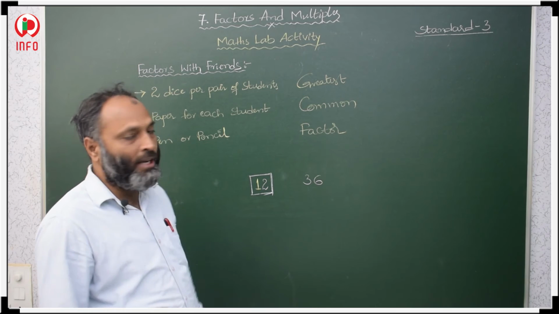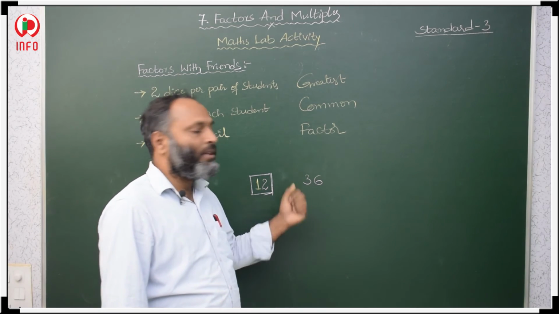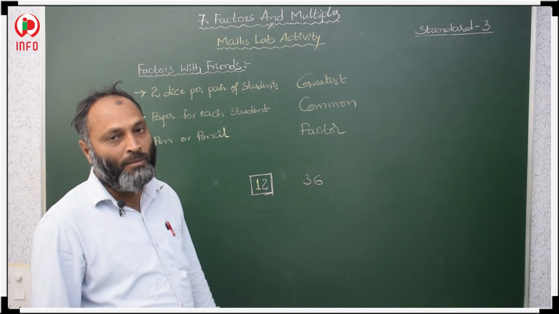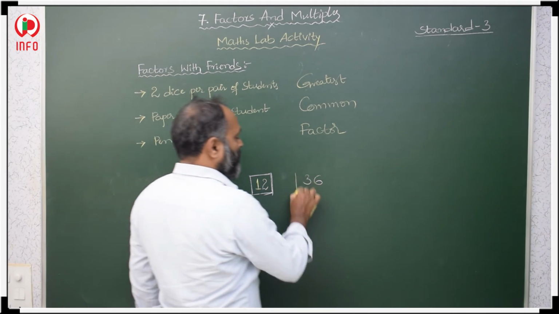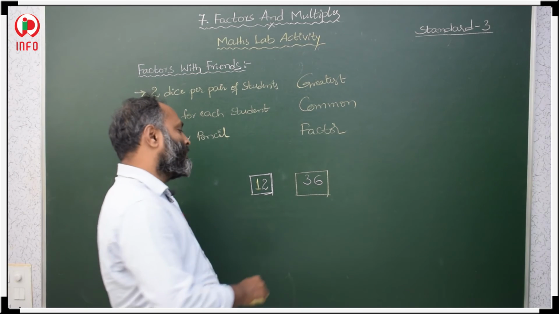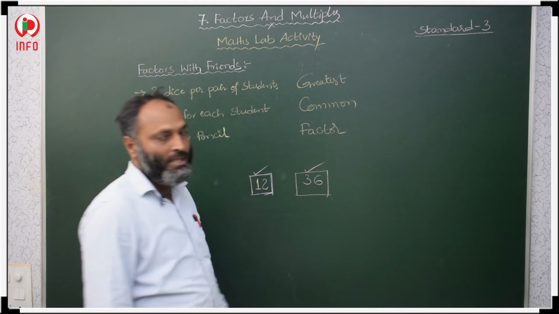The second time, you roll the 2 dice again. One number you got is 3, and on the other die the number is 6. So one of our 2 digit numbers is 12, and the other 2 digit number is 36. One number is 12, the other number is 36.